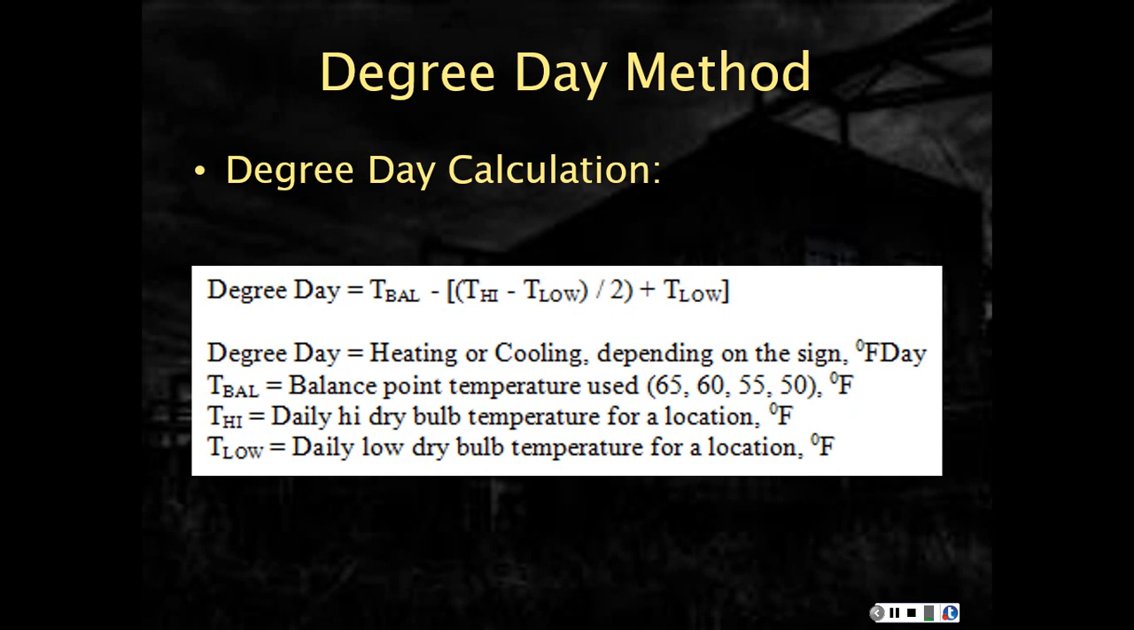Now, as insulation has gotten better, and for a short time more internal heat gain started happening, that balance point temperature got lower. It dropped to 60, then 55. We even have some situations on really tight, well-insulated buildings where they don't need any mechanical heating or cooling all the way down to 50 degrees.